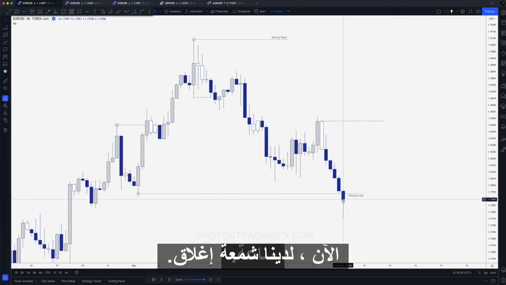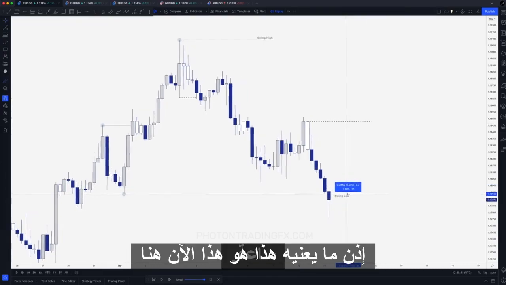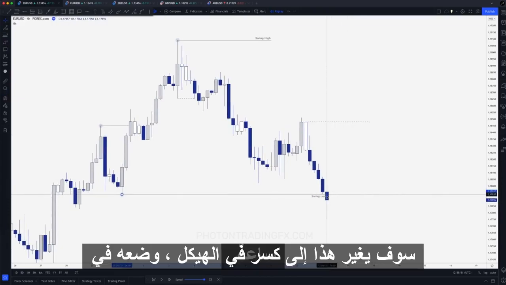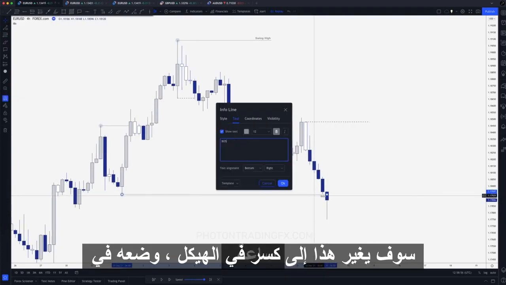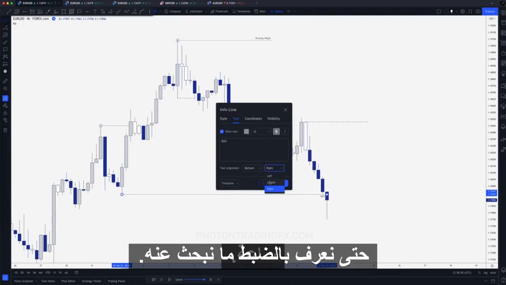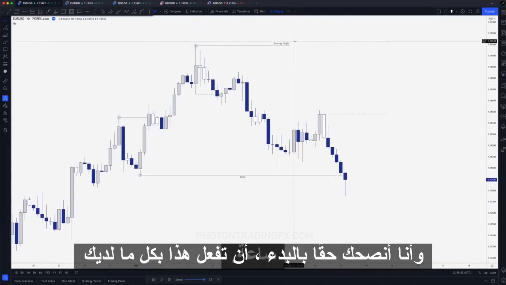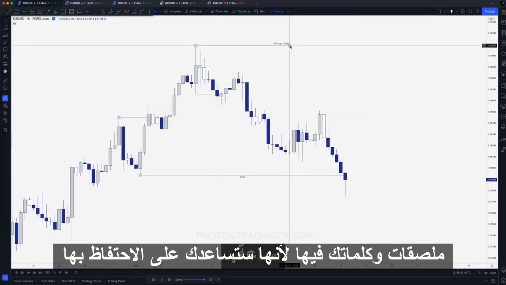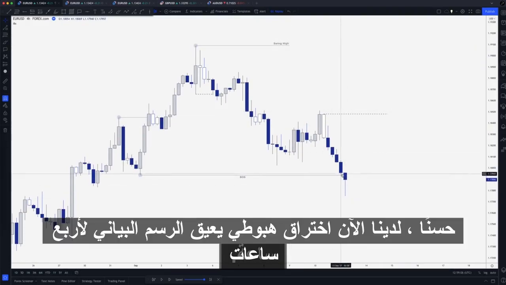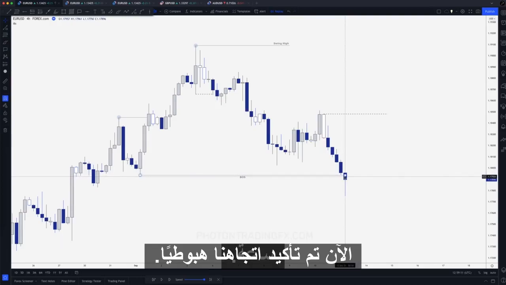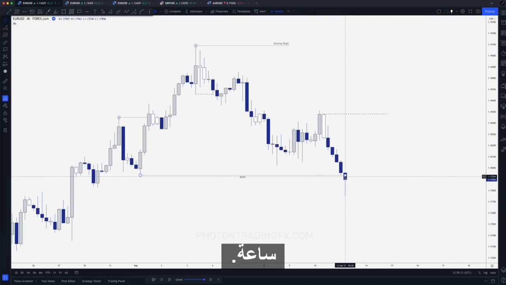Okay, boom, now we have a candle closure. So what that means is this here, I'm going to change to a break of structure. Put it in the center so we know exactly what we're looking at. And I really recommend when you're starting out, you do this with all your labels and your words in it, because it will help you keep track of where you're at, okay? So now we've had a bearish break of structure on the 4-hour chart. For me now, the 4-hour trend is confirmed bearish, okay?